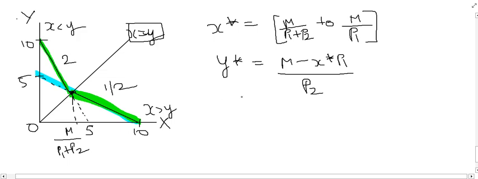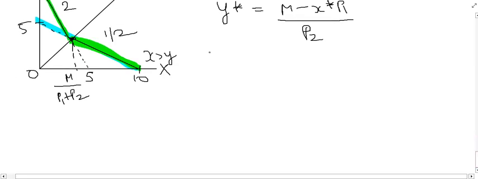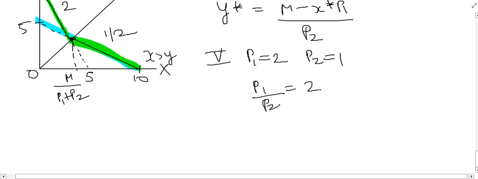Now similarly, I am leaving case 5 to you guys. You put down in the comment section what would be the equilibrium bundles in case 5, where our price ratio, p1 equals 2 and p2 equals 1. So price ratio equals 2. This is homework for you guys. Write down in the comment section what would be the equilibrium bundles in this case.